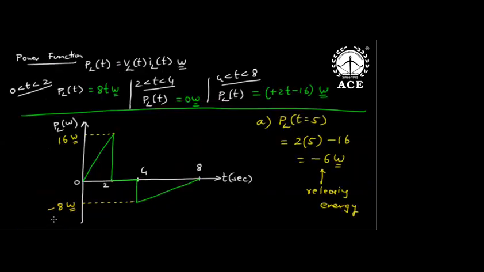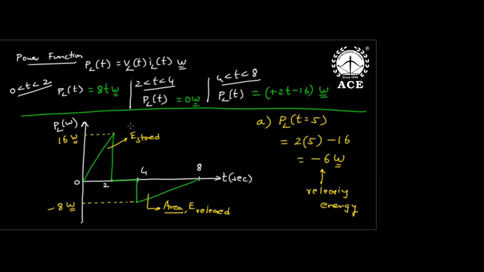Or you can also argue here: power into time is energy. That means the area of this function represents energy stored. The area here represents energy stored, and here the area will represent energy released, because power into time is energy. That means the area of this curve represents energy.